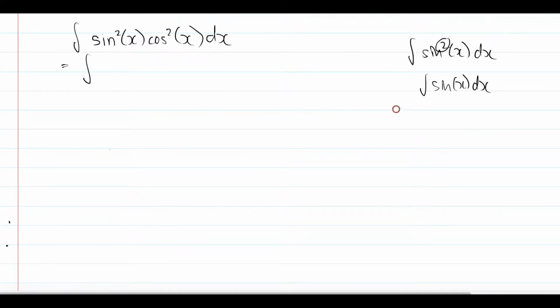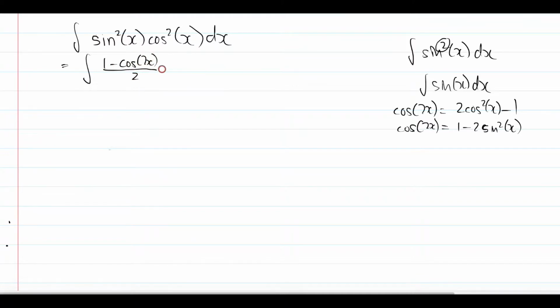them separately. So cos 2x, we know, is 2 cos square x minus 1, and it's also 1 minus 2 sine square x. If you manipulate both of these so that you get cos square x and sine square x as a subject right here, then for sine square x, you should get 1 minus cos 2x divided by 2. And for cos square x right here, if you manipulate it, you should get 1 plus cos 2x divided by 2 dx.